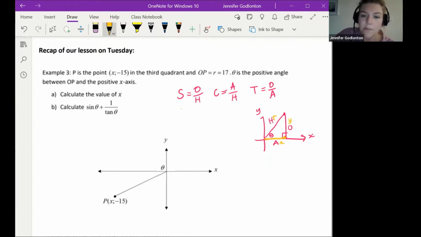And then we can convert these to x, y's, and r's. So sine is going to be y over r. Cos is going to be x over r. And tan is going to be y over x. Okay, and once we've got that, we're sorted.